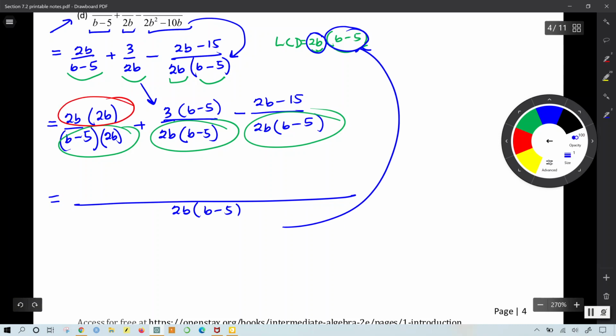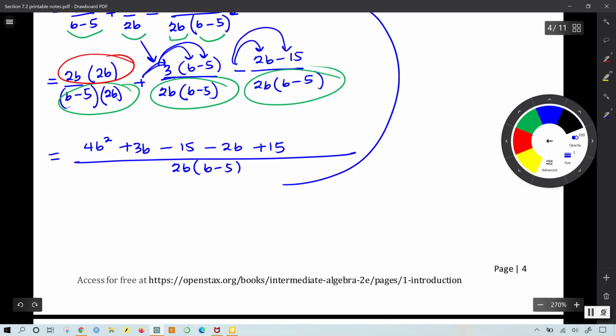2b times 2b is 4b squared. Then plus 3 times b is plus 3b. Plus 3 times negative 5 is negative 15. Negative times 2b is negative 2b. Negative times negative 15 is positive 15. So with that said, we are ready to combine like terms.